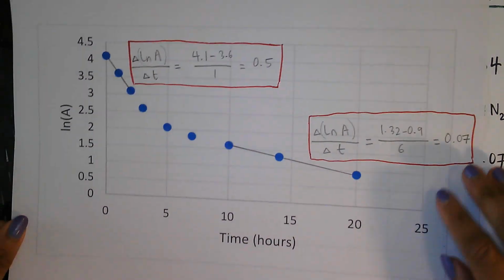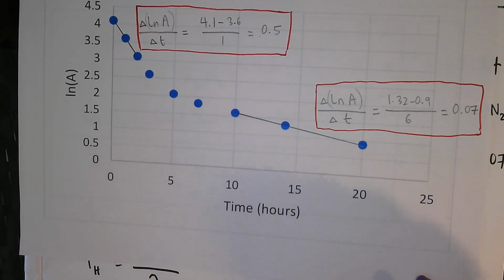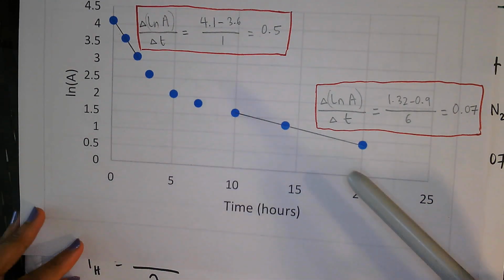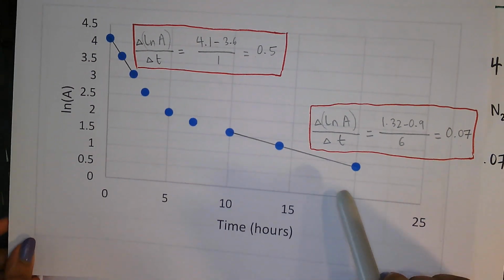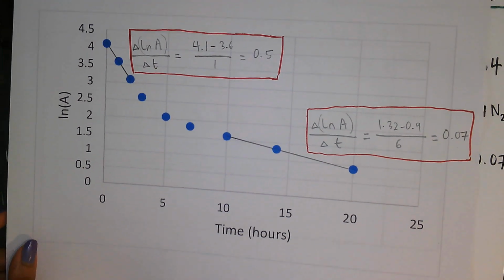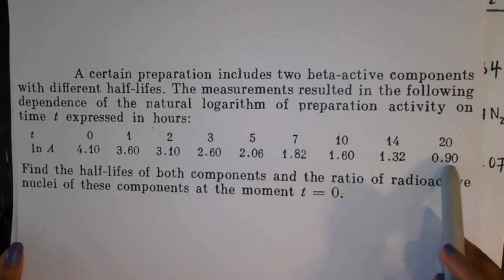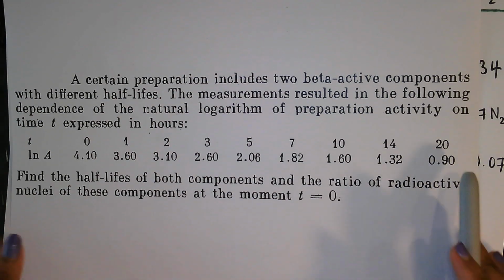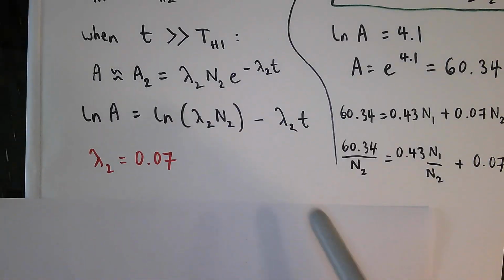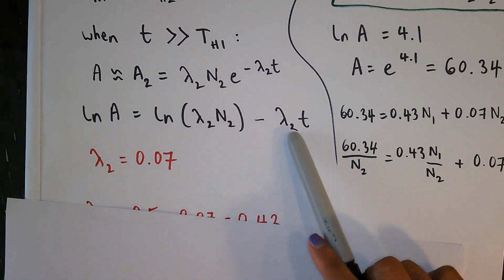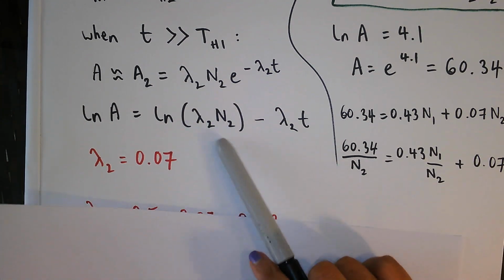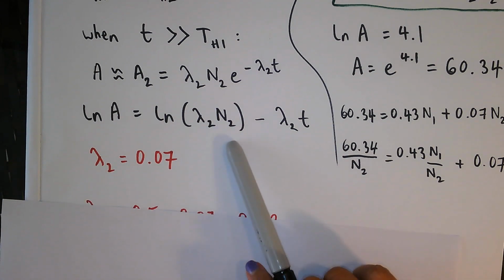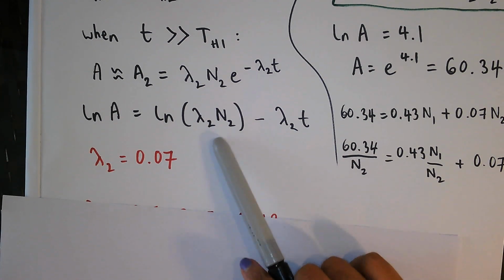And so the equation is going to be most valid, or most accurate, when we choose the maximum value of t that we have. So the maximum value of t that we have is 20 hours, when the value of ln A was 0.9. So if we put these values into this equation to work out n2, that should give us the most accurate value of n2.